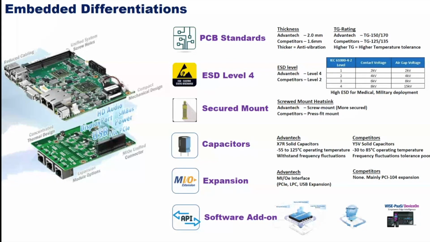Capacitors: we use the higher tolerance X7R type solid cap. We don't use the Y5V type solid cap. The higher tolerance X7R is very useful because the operating temperature range is far higher, and the frequency fluctuation during charge and discharge is also more stable. It can also withstand a higher range of frequencies, whereas the normal Y5V not so much. Y5V is only up to 85-degree operating temperature. If you're using a wide temperature board, it becomes a borderline case.